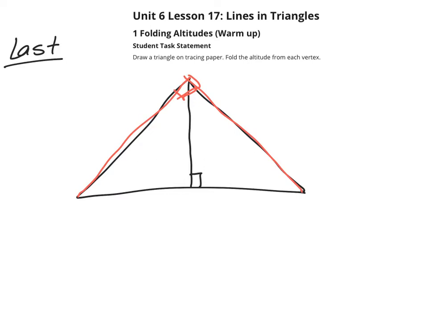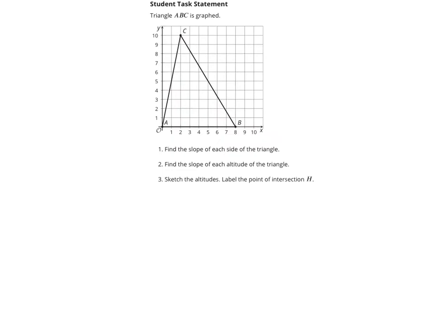Okay, this lesson shouldn't be too difficult. We're just going to review some things and see how lines and triangles relate to each other. So here, find the slope of each side of the triangle. Side AB is a horizontal line, and all horizontal lines have a slope of 0.